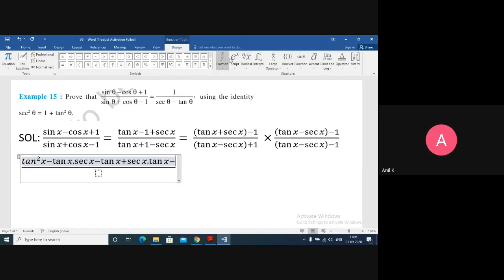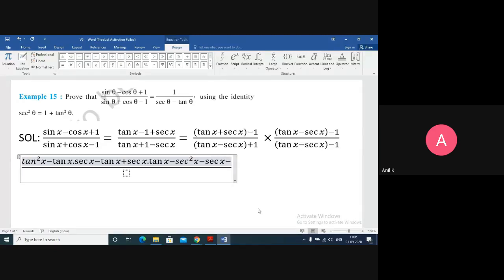Sec x into sec x will be sec square x. Next, sec x into minus 1 is minus sec x. So sec also multiplies with all three terms. Now minus 1 will multiply with all three terms.